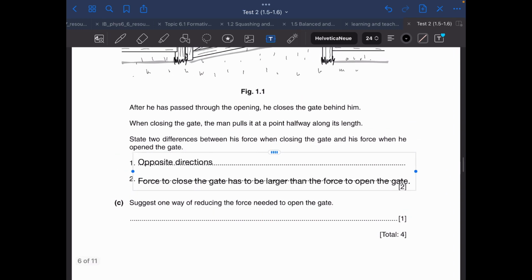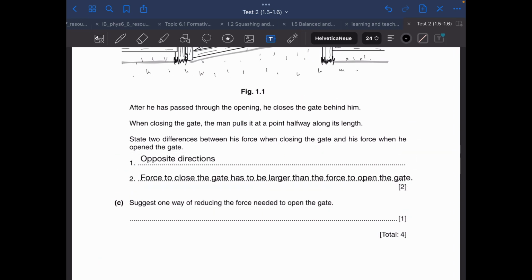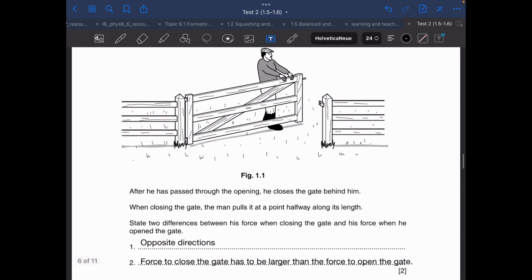Then C. Suggest one way of reducing the force needed to open the gate. Well, the best way is to apply the force as far as possible from the hinge. So when he closed the gate, he applied his force here. Make sure that he applies the force around the end of the gate, increasing the distance from the force to the hinge.